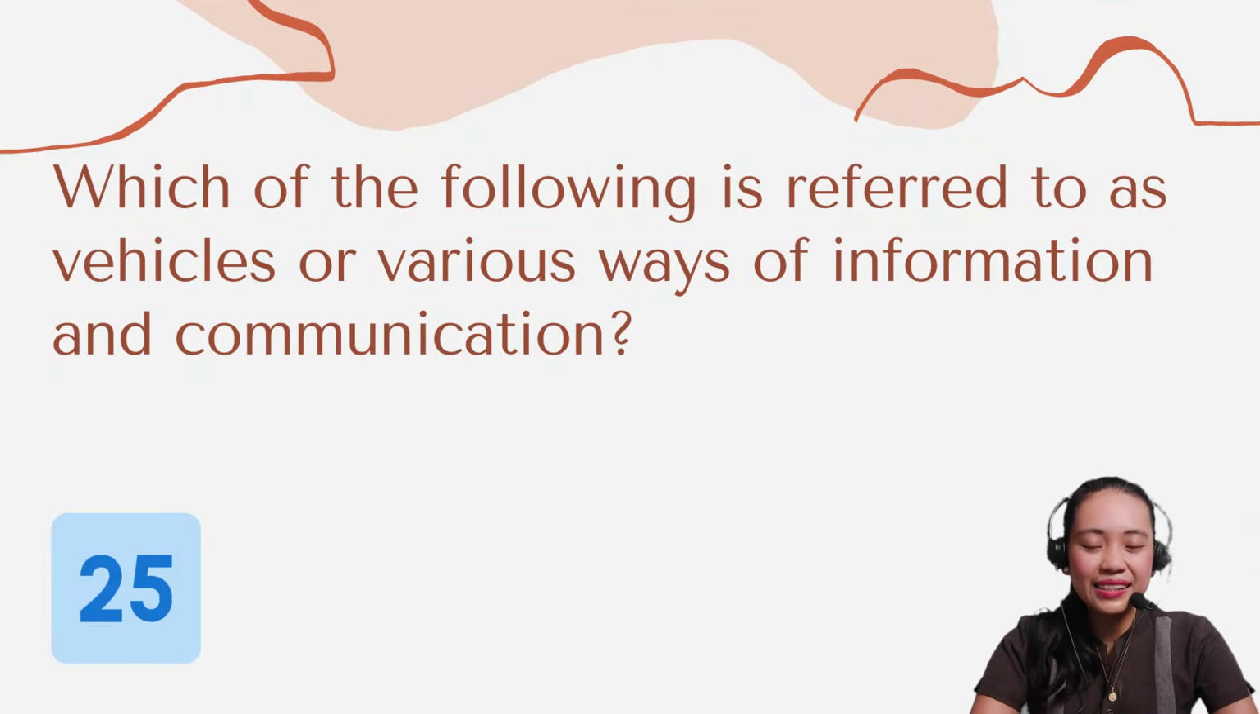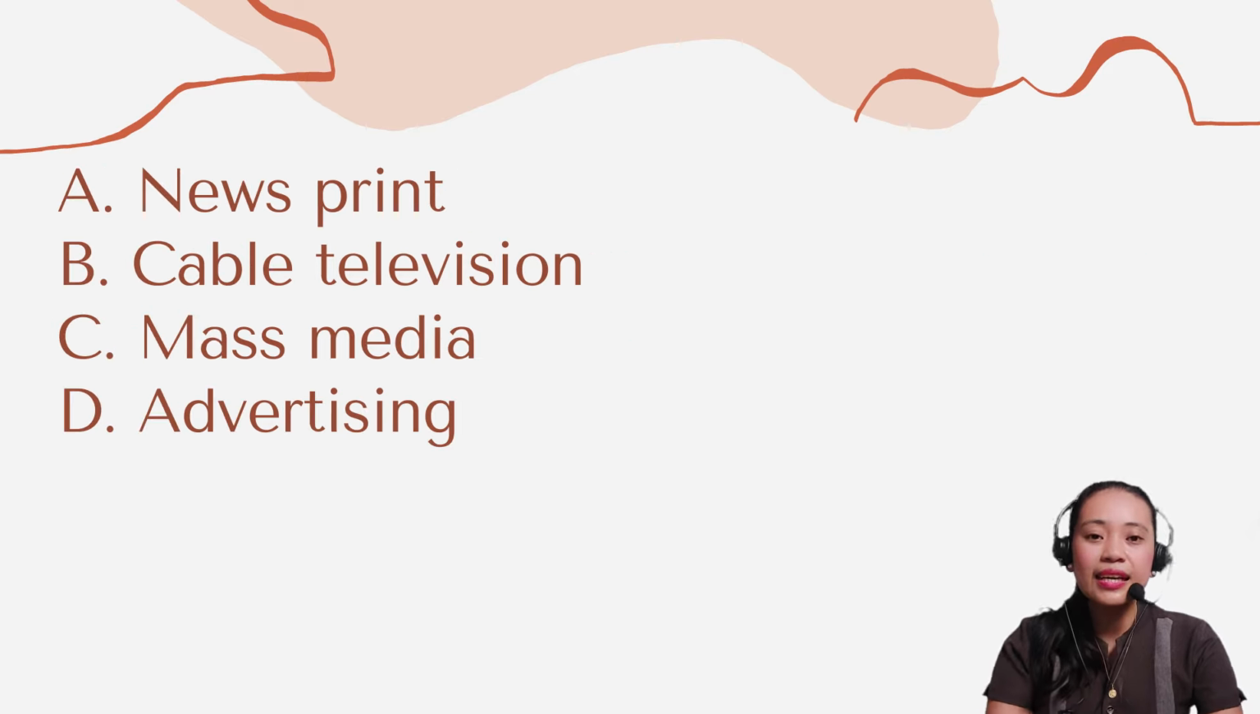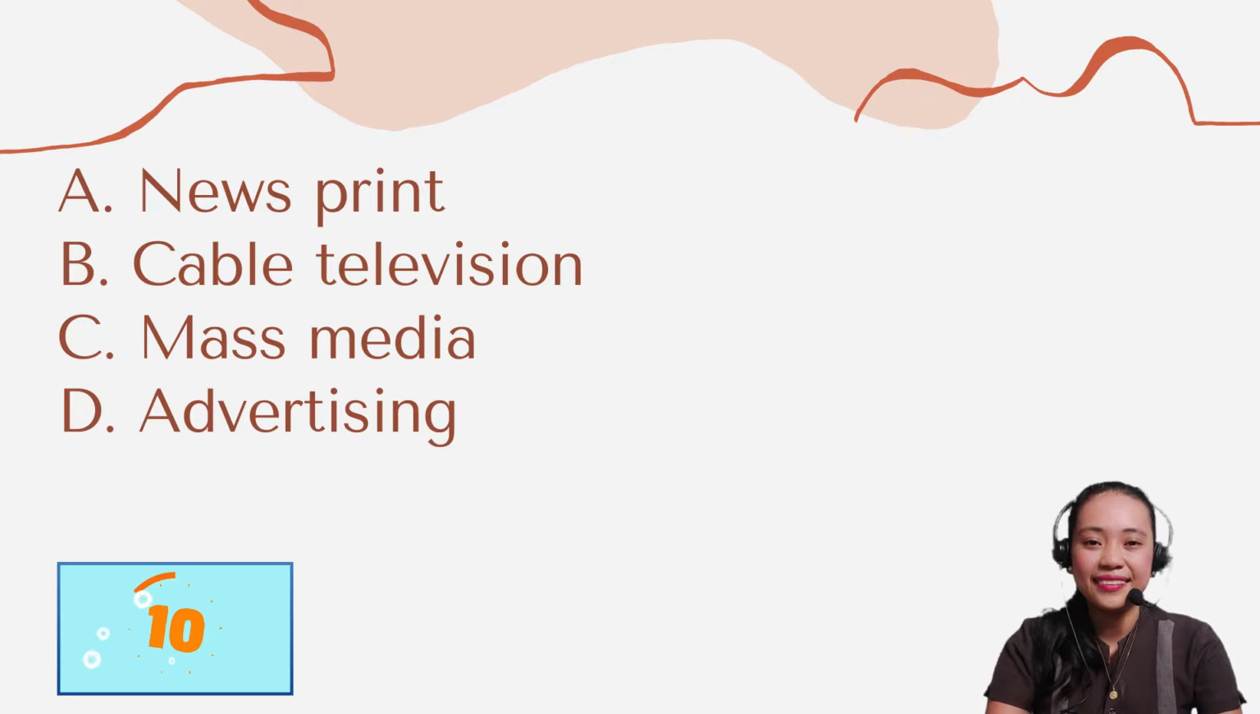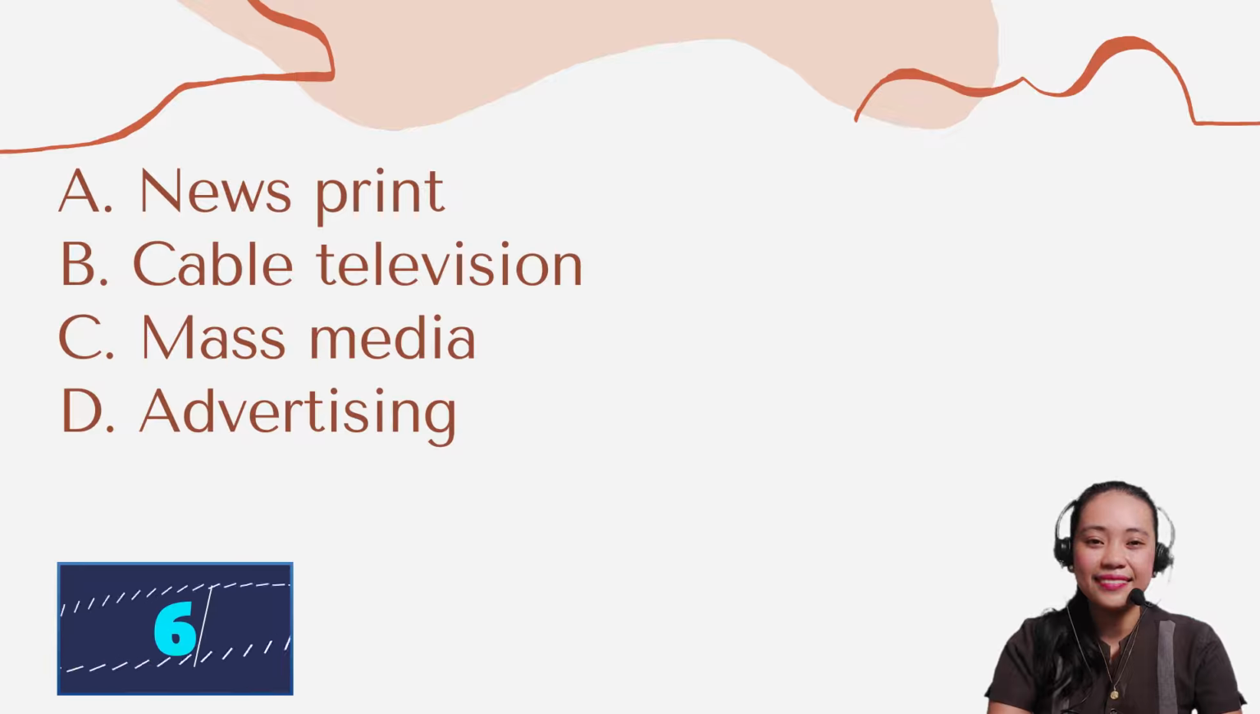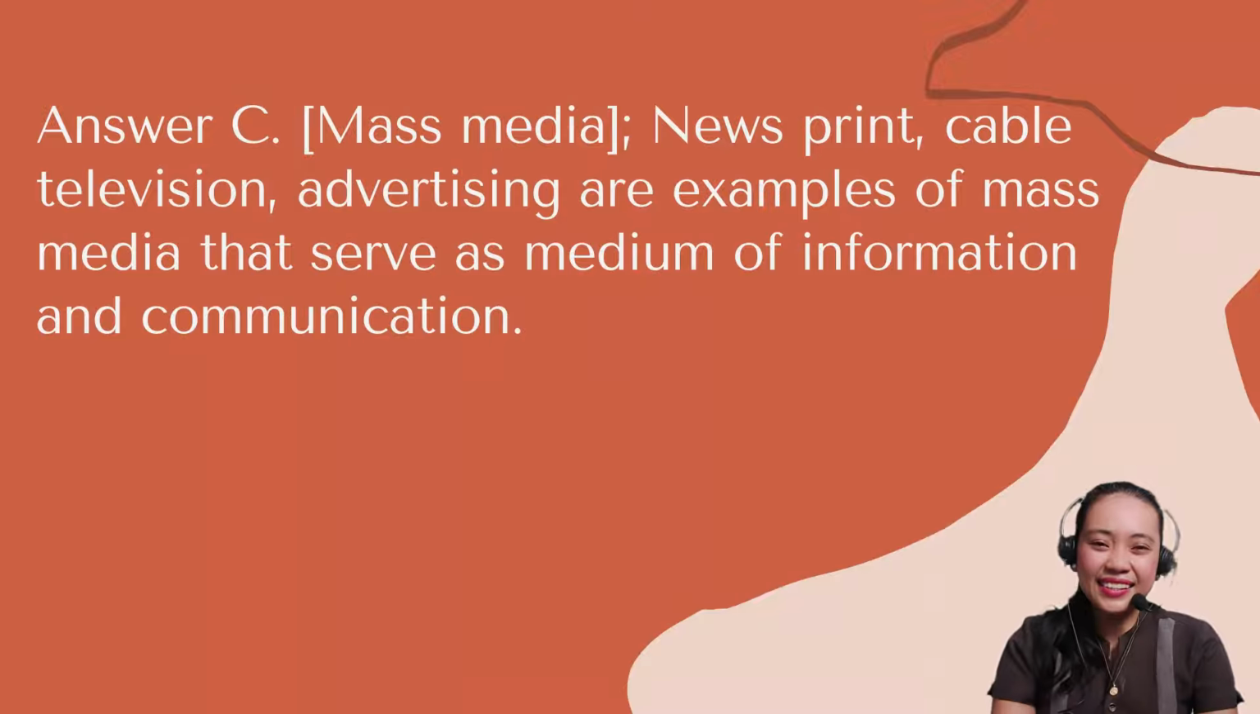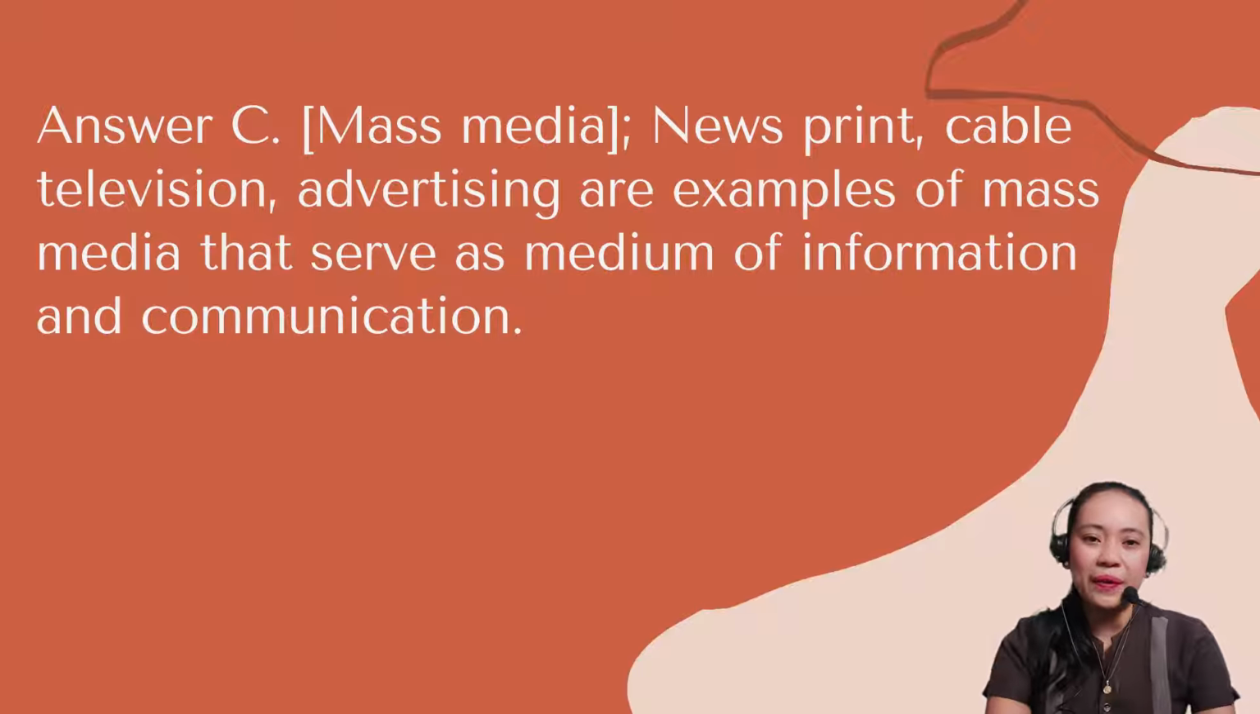And for our last number for today, 25, which of the following is referred to as vehicles or various ways of information and communication? Letter A, newsprint. B, cable television. C, mass media. D, advertising. The correct answer is letter C, mass media.